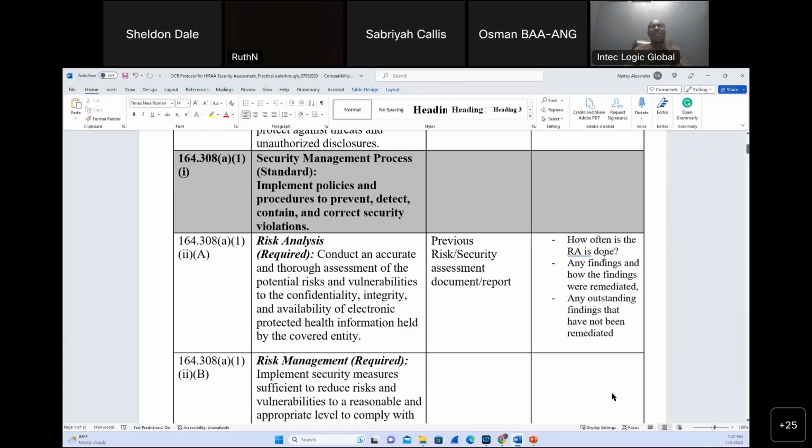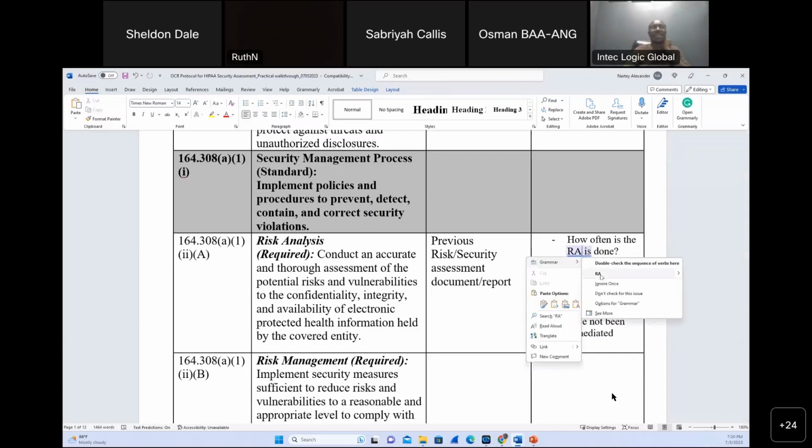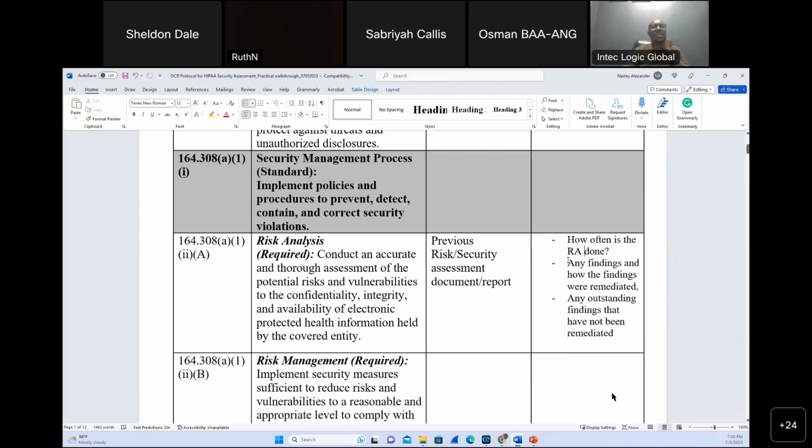So how often is risk assessment done? Do they perform risk assessment every year, or maybe after every major change in the system? That is very important. They need to state that within their document. Are there any findings, and how were the findings remediated? Daniel talked about it, it's about vulnerabilities.